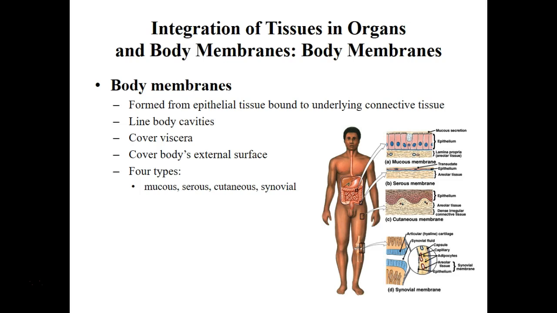The last thing we're going to talk about, second to last thing I guess, is the body membranes, and where these body membranes came from. Body membranes are formed from epithelial tissue. They all have underlying connective tissue, areolar connective tissue, associated with them. There are four types of body membranes: mucous membranes, serous membranes, cutaneous membranes, and synovial membranes.